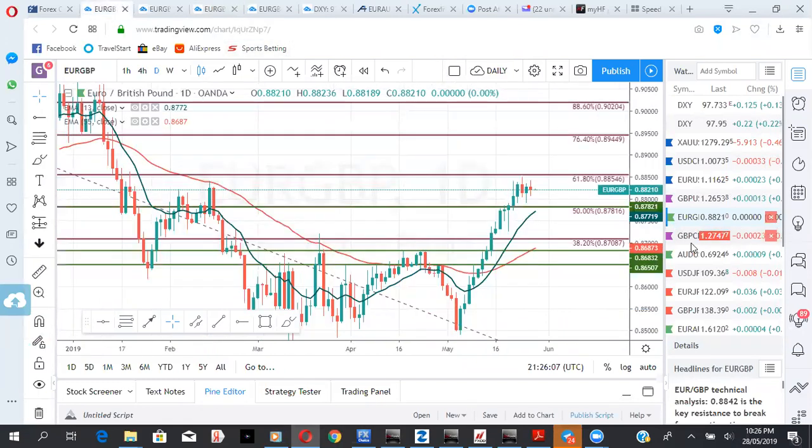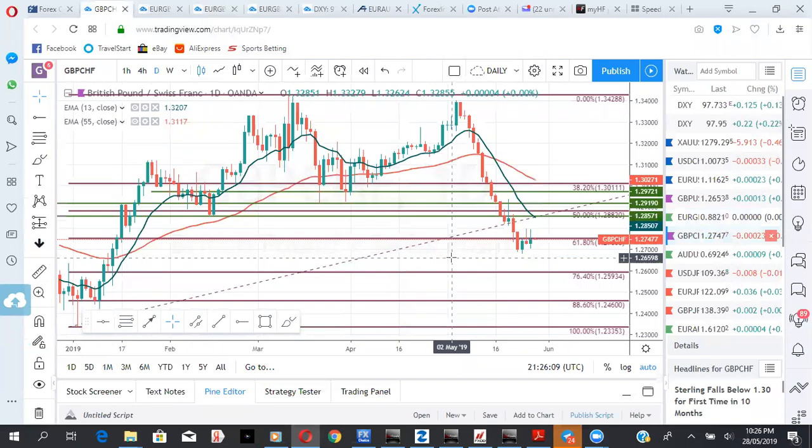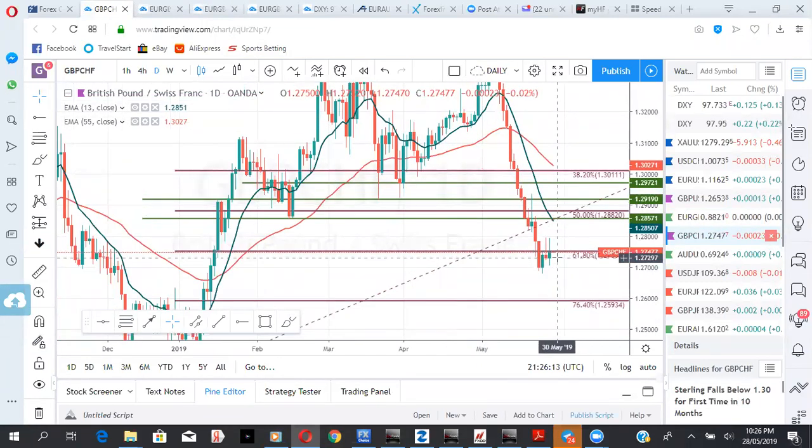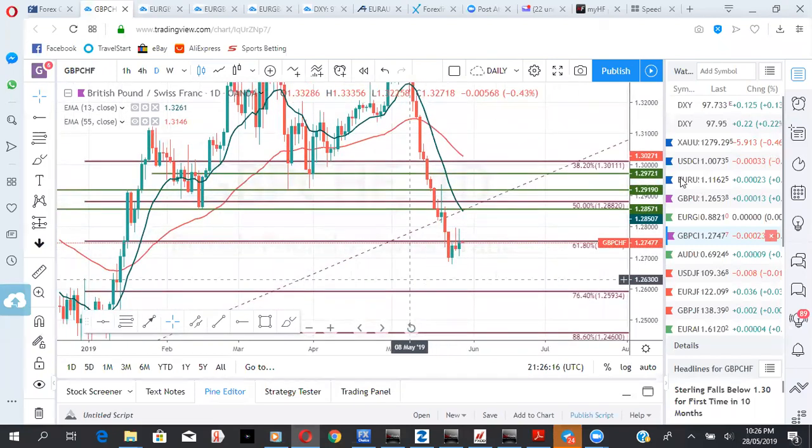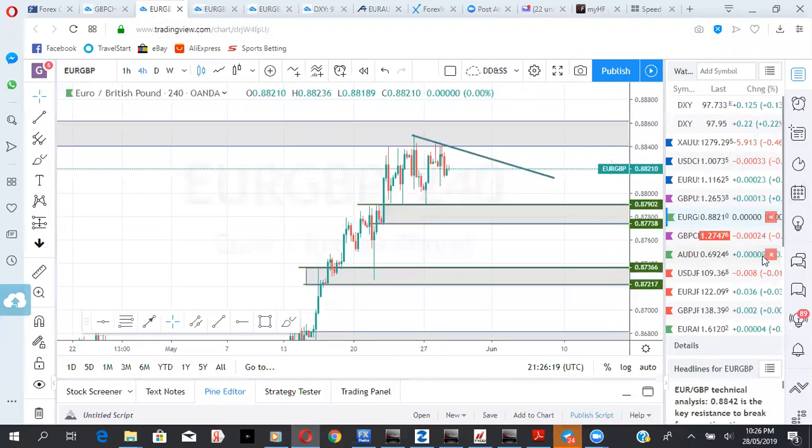So that out of the way, the next pair I'll be looking at is the GBPCHF. Well, GBPCHF is still a bit under pressure.